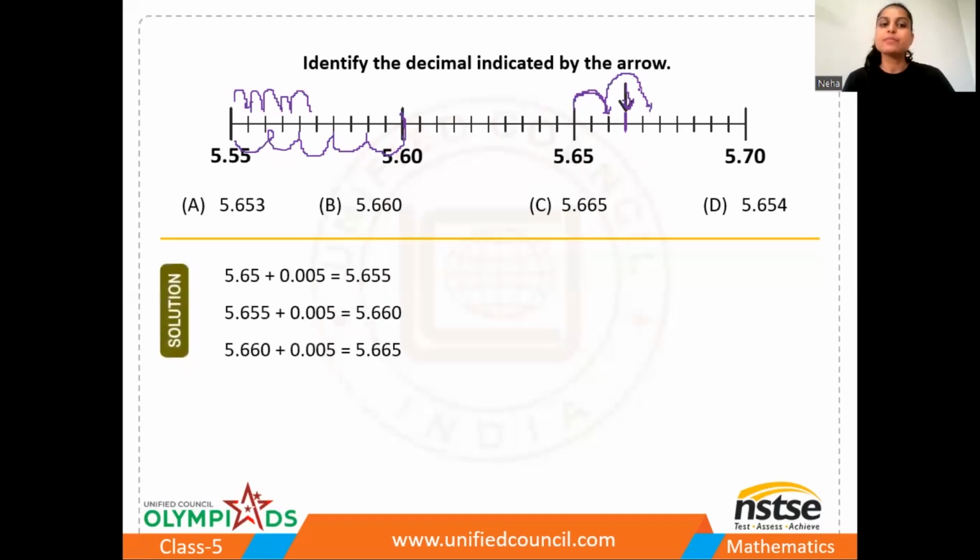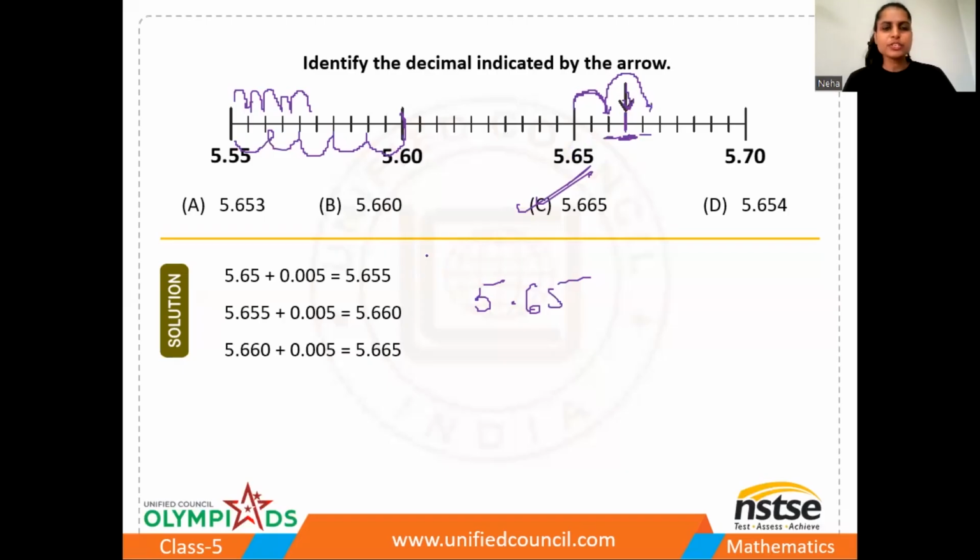That means we have to go 0.005 at a time. Clear? So this will be what now? Okay, so my point is 5.65. All right. So what we have to do? This is 5.655, right? And this is 5.665, right? That means yes, option C is the right answer. So basically, this point is nothing but a middle point of these 2 points, right? Okay, so option C is your right answer.